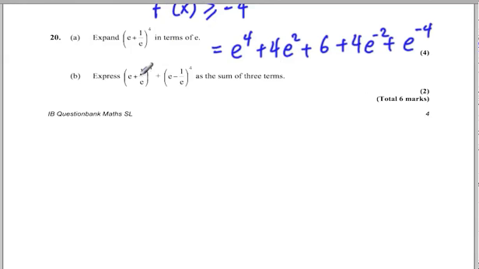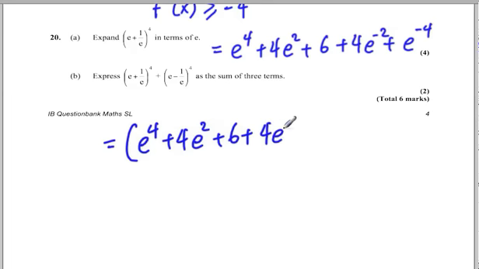Now, express (e plus 1 over e) to the power 4 plus (e minus 1 over e) to the power 4 as a sum. Okay, so there's a little trick to this. The first term we've already determined. That's going to be e to the power 4 plus 4e squared plus 6 plus 4e to the negative 2 plus e to the negative 4. Okay, so that's the first term.